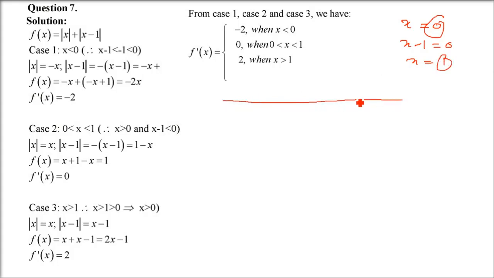So you see there are three partitions of the number line. Okay, this is 0 and 1. So one is from minus infinity to 0. The other is 0 to 1. And another one is 1 to plus infinity. So we have to check for all these situations.